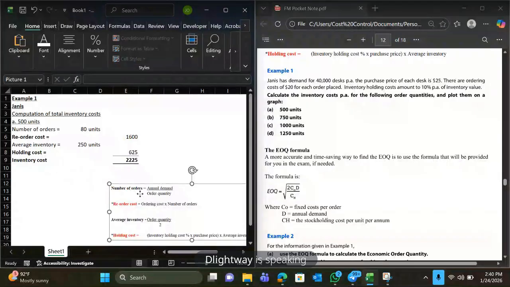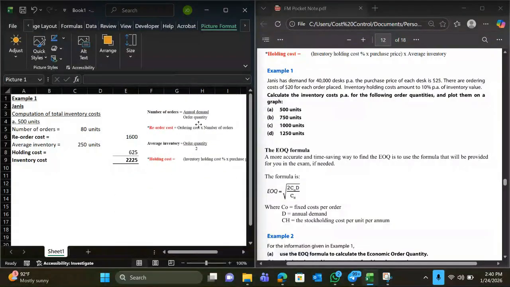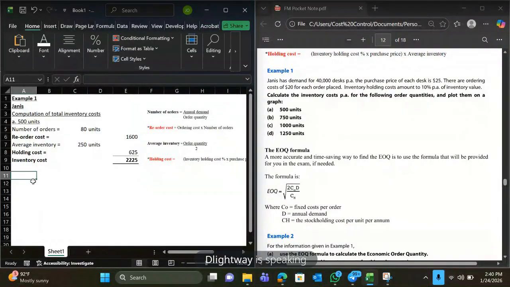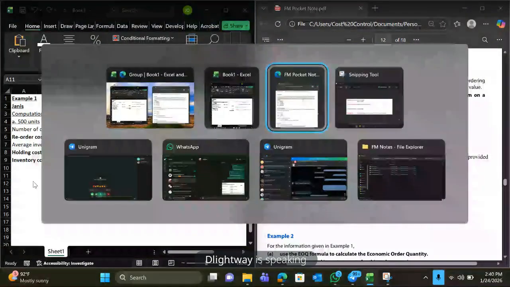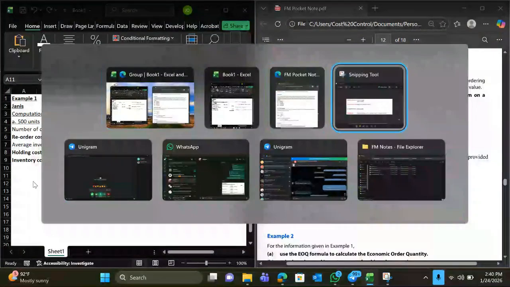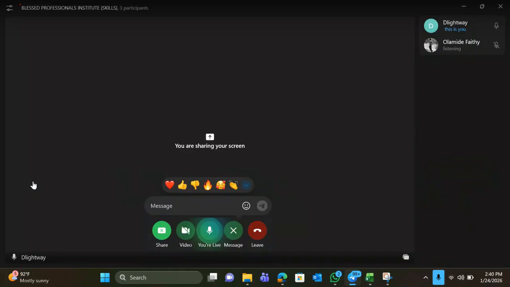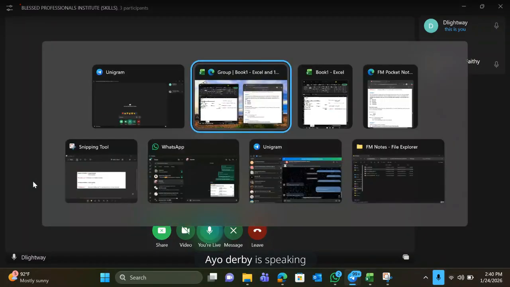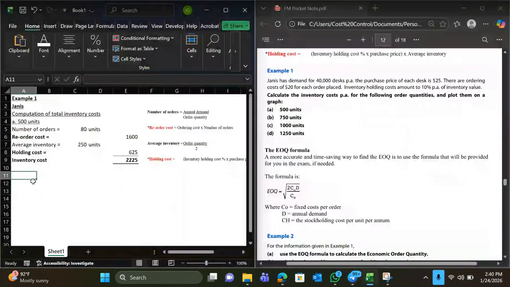Please, do you understand it to this point for the first one? Yes, I do. So you do the same thing for all other units.